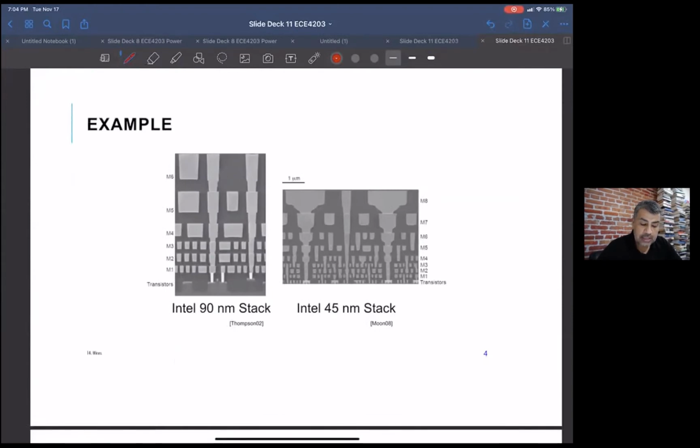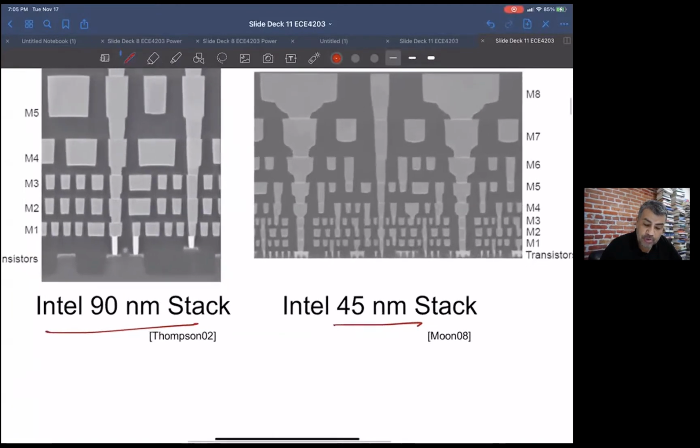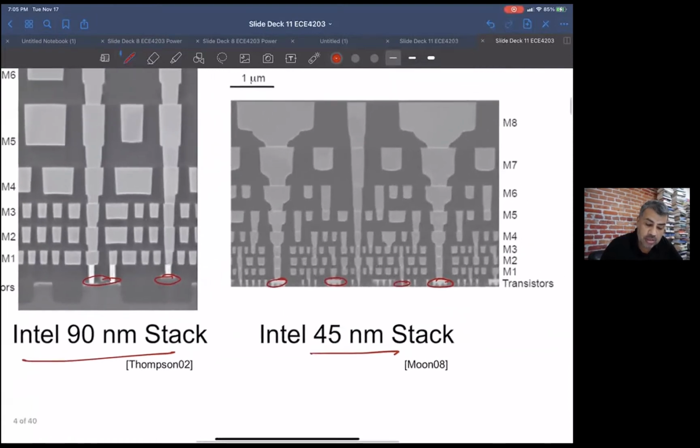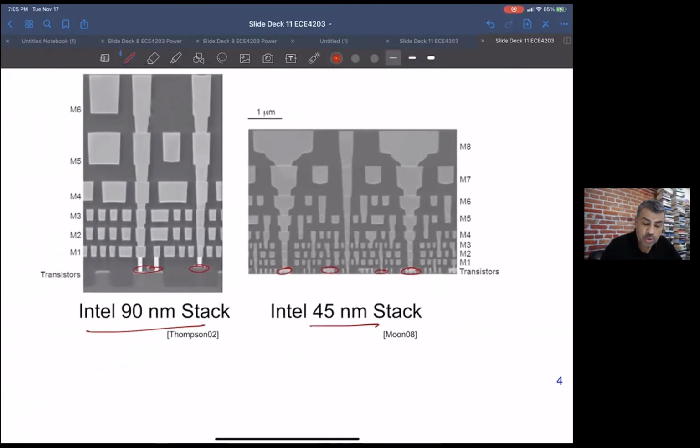This is a scanning electron microscope cross section of two chips, one in a 90 nanometer process, the other one in a 45 nanometer process. But the thing that's the same for both of them are the transistors, these little guys at the bottom. I think here's another transistor, maybe another transistor here. It's a little hard to tell. But if you look at a chip, most of it looks like interconnections.